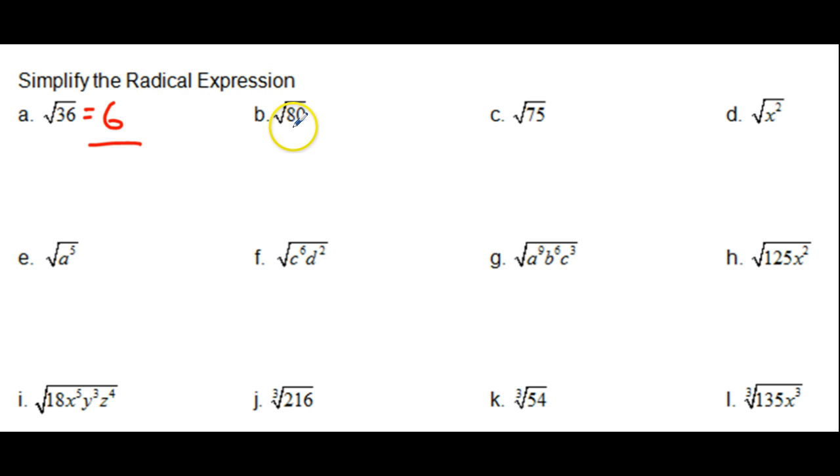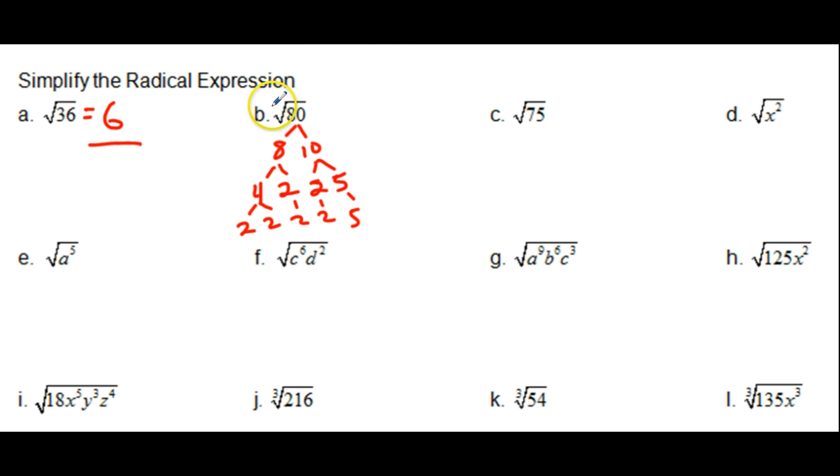80. What two numbers multiply to 80? Let's use 8 and 10, right? And you can use any numbers as long as it multiplies to 80. So 8 and 10, this breaks down to 4 and 2. This breaks down to 2 and 5, right? Here we can break this down to 2 and 2. This is 2, this is 2, this is 5. Alright, so all we're doing is breaking it down.